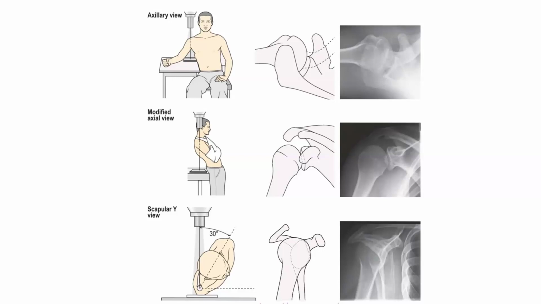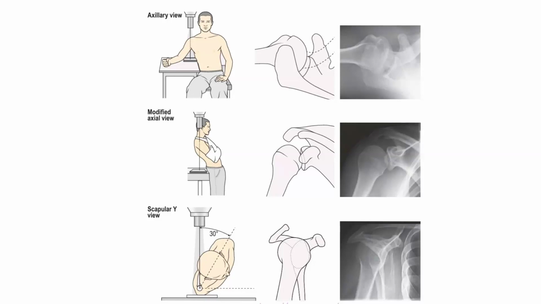And the last one is the scapular Y view. The scapular Y view is used to see the superior shoulder suspensory complex and the glenoid, an end-on view of the glenoid, and it gives a direct lateral view of the shoulder as the scapular blade can be seen. In this also we rotate the body 30 degrees to match the scapular anteversion.